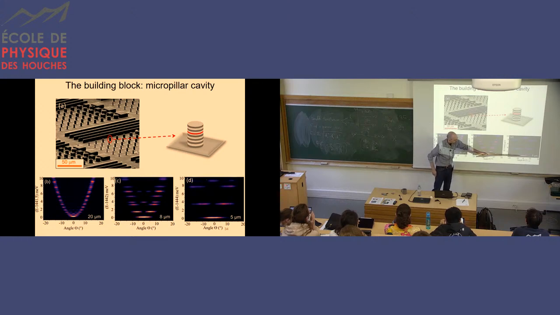The lowest energy mode here has this symmetry. It's Gaussian-like, okay? So it's like this S orbital for an artificial atom, if you want. The next mode here has this kind of symmetry, okay? It looks like this. It reminds you maybe of the P orbital of an atom. Okay, so we have this photonic atom here.